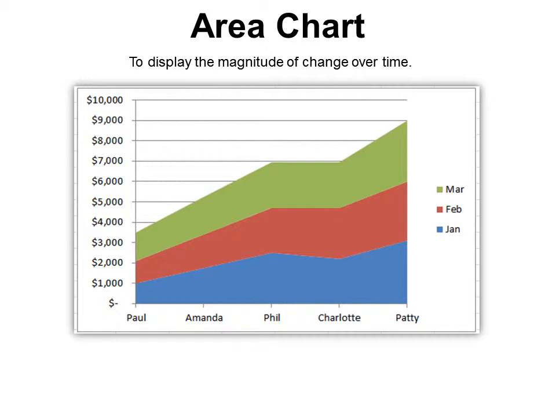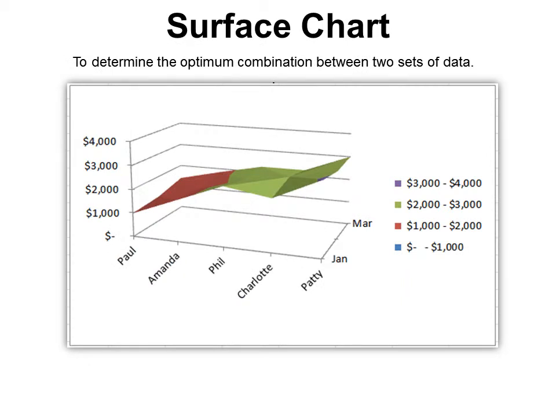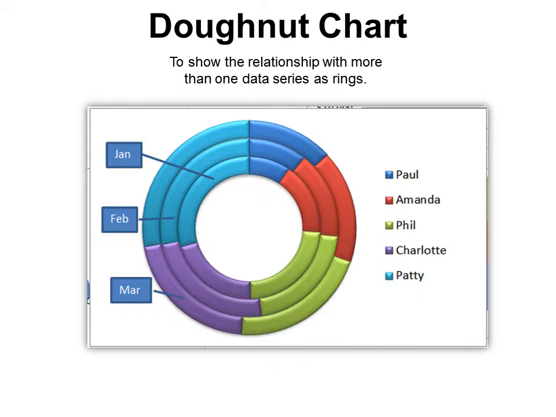Here's an area chart. You can see this displays magnitude of change because it just gets bigger and bigger. Surface chart, it helps to have 2 sets of data that you're comparing. Donut chart, this is kind of fun because even though we've got January, February, and March, you can see in comparison that March here is a little smaller than February was, and so it's easy to see comparisons this way, and it's kind of interesting and fun.